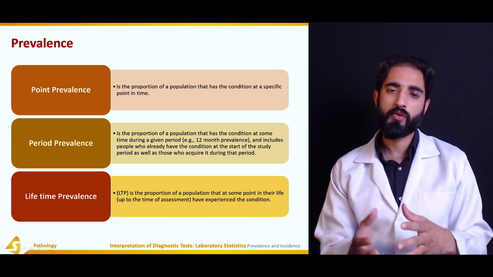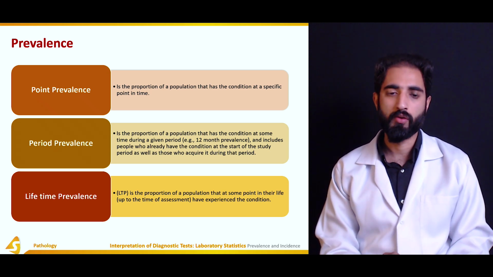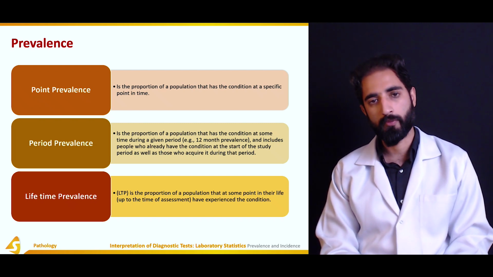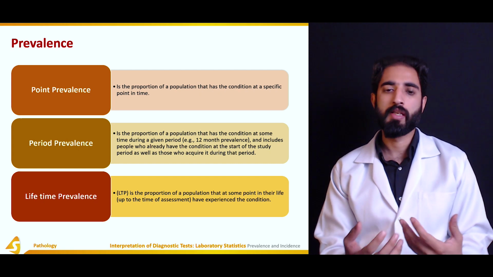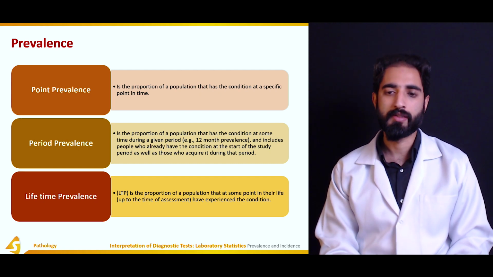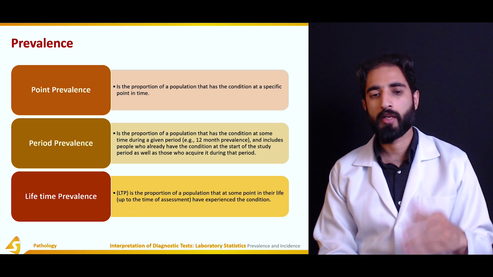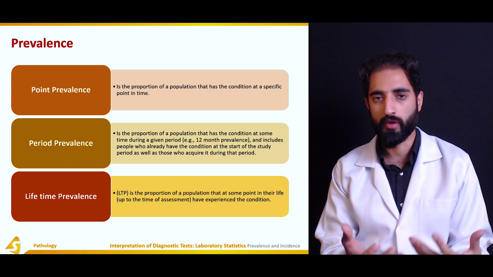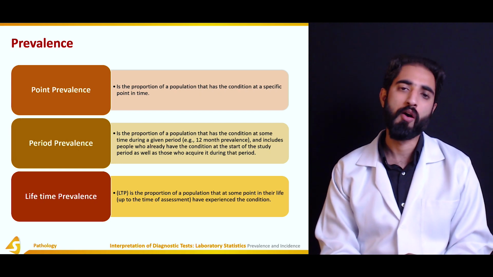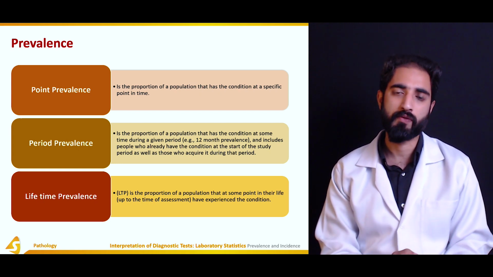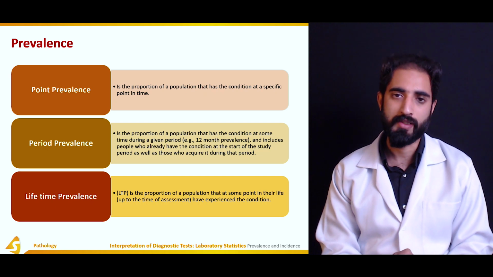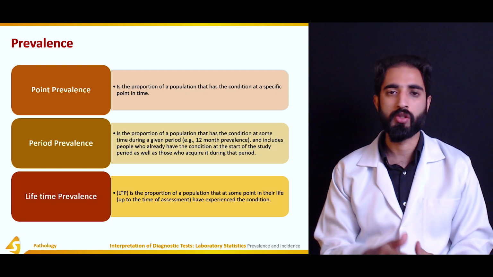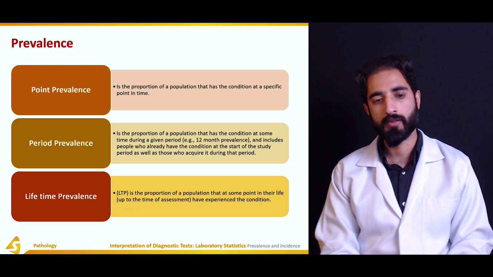Now let's talk about the different types of prevalence. So we have the point prevalence, the period prevalence, and the lifetime prevalence. Point prevalence is the proportion of a population that has the condition at a specific point in time. For example, if we go to the population and we are trying to look at how many individuals have that specific kind of disease at that specific time at which we visited that population, that would be point prevalence.